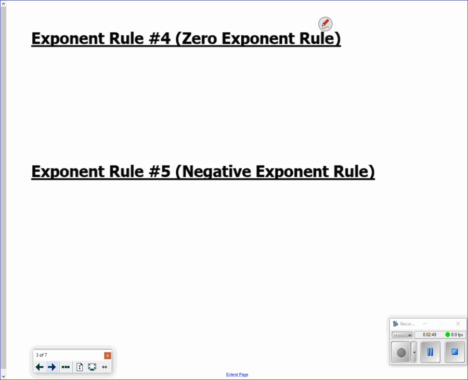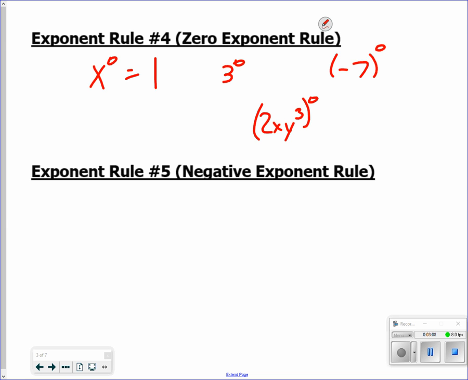Anytime you have a 0 exponent, anything raised to the 0 power will always equal 1. So it doesn't matter what is raised to the 0 power. It can be 3 to the 0. It can be negative 7 to the 0. It can be something crazy like 2xy to the third raised to the 0. All of these are going to equal 1. So the 0 exponent rule is anything raised to the 0 power equals 1.